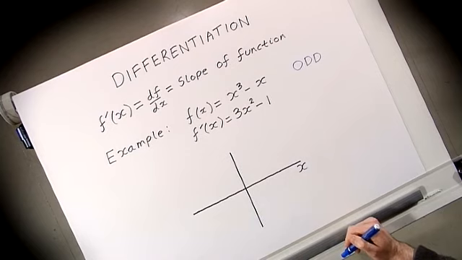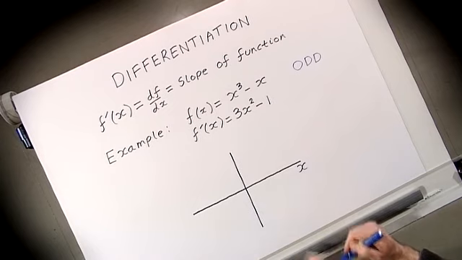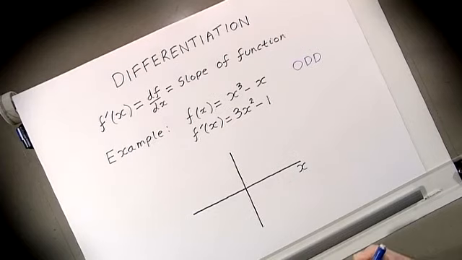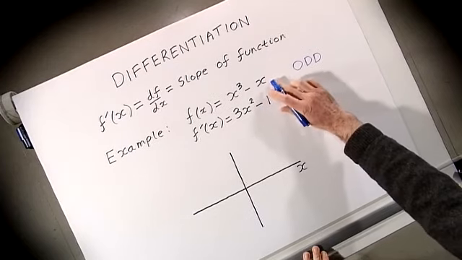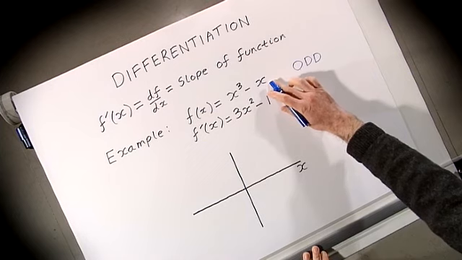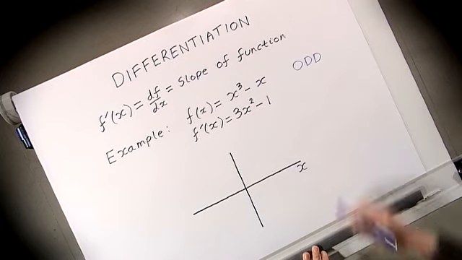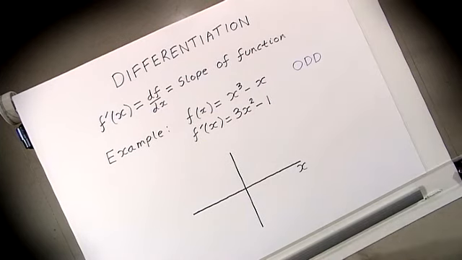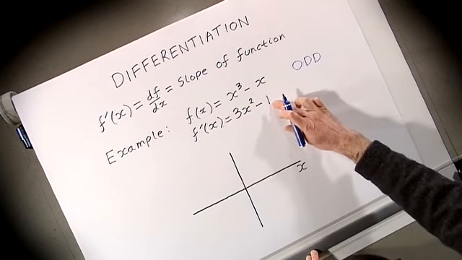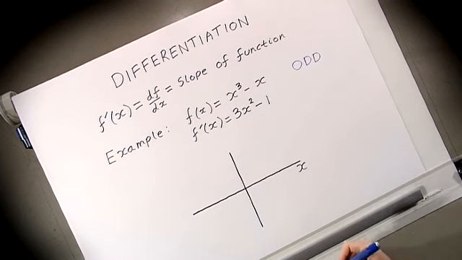The third useful technique for sketching graphs is differentiation. So if we work out the derivative of the function, f dash of x, or df by dx, that tells us the slope of the function, and so whether the function is increasing or decreasing. So as an example of this, let's consider the function f of x equals x cubed minus x. So this function only involves odd powers of x, so it's an example of an odd function, and its derivative is f dash of x equals 3x squared minus 1.